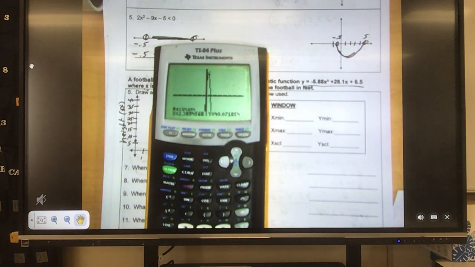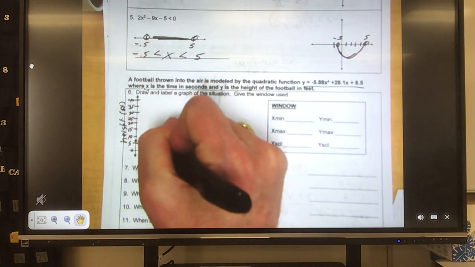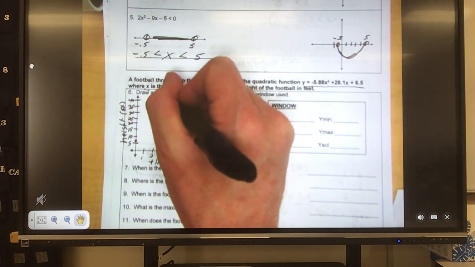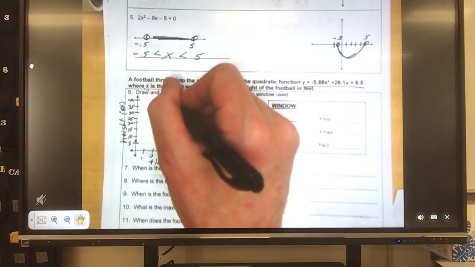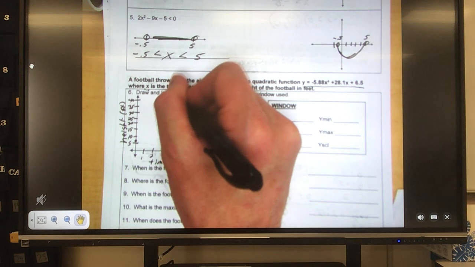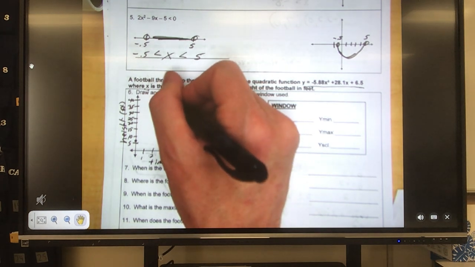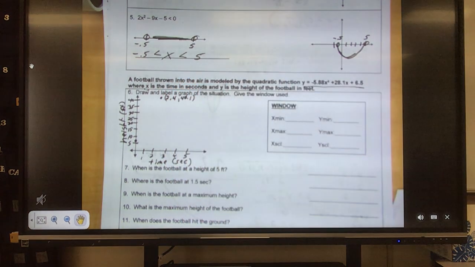2.4 seconds, it is approximately 40.1 feet in the air. So, I go over 2.4-ish and up 40-ish. I would write it down so you don't have to look it back up. So I'd put 2.4, my bad, 2.4. It was approximately 40.1 feet in the air.